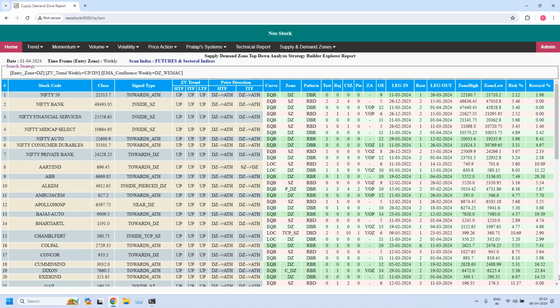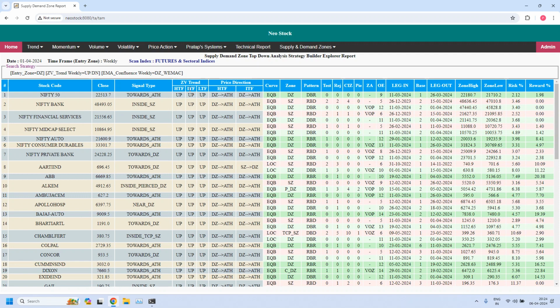We got a big list. Trend you can always check here. Check in the LTF, because we selected the weekly time frame. The software assumes this is the LTF time frame. That way it will perform.